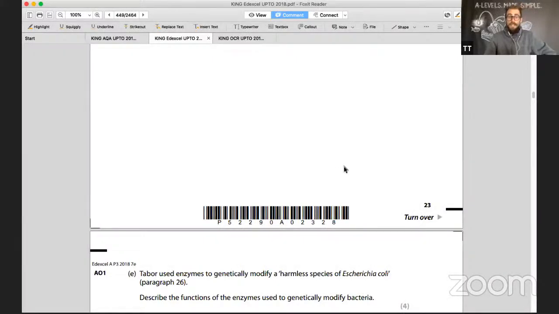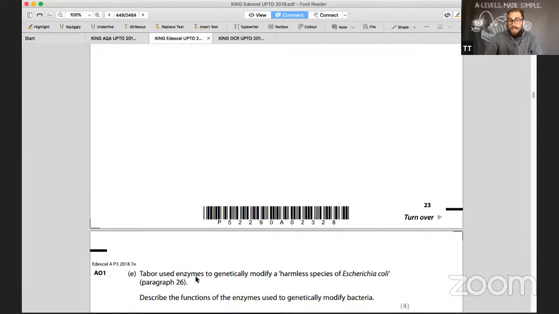Edexcel students will often say, oh, my teacher doesn't cover this, this is not part of my specification. Okay, this is an Edexcel new spec question. It's right down the bottom here.